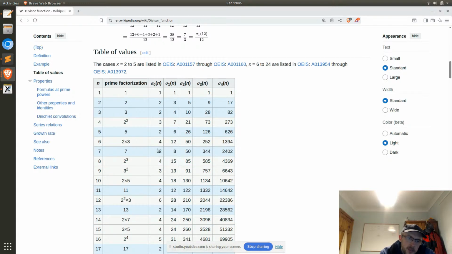Okay, so we'll apply it to 10. We know that has 4 divisors. And sigma sub 1 of n would be the sum of those divisors. So 1, add 2, add 5, add 10, which is 18. And sigma sub 2 of n will be the sum of the squares of the divisors, I guess. So 1, add 4, add 25, add 100.